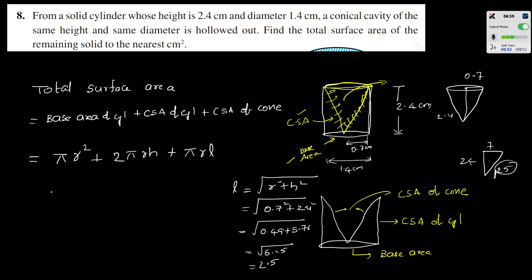Now see here, we'll substitute here and we'll solve in the next page. πr² plus 2πrh plus πrl, and in every term πr is common.